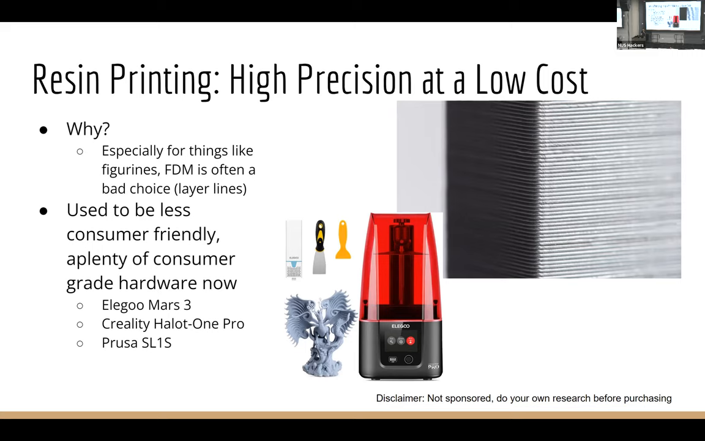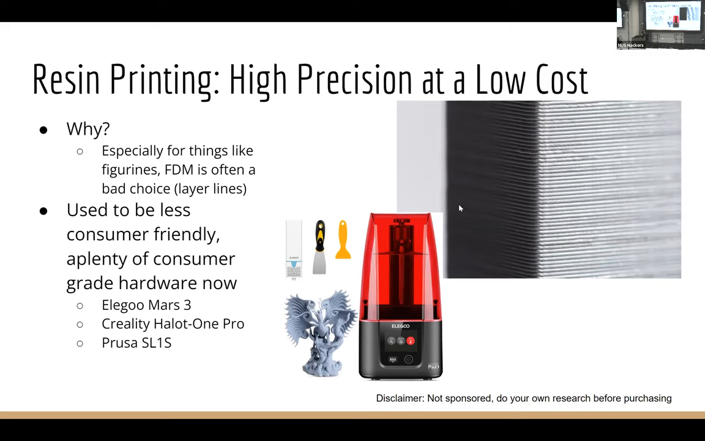And then for resin printers, they have a lot more resolution compared to FDM. But the downside is that they can be quite messy. It used to be that this kind of printing was also industrial grade, but now there are a lot of brands coming out of China that have decreased the cost greatly.